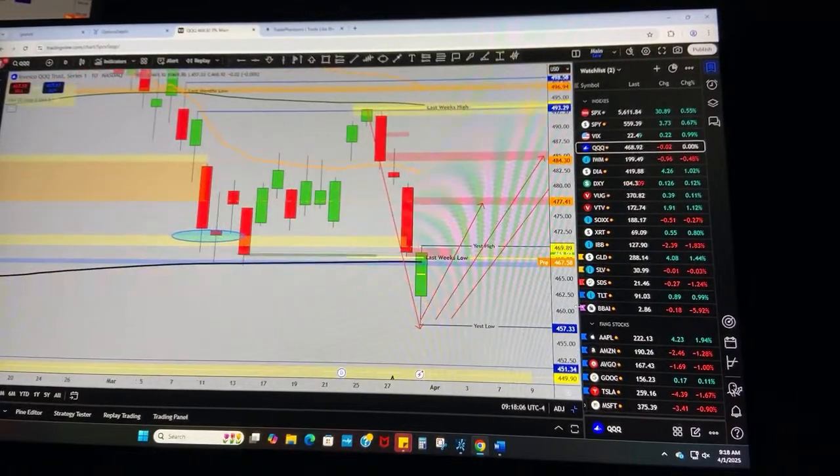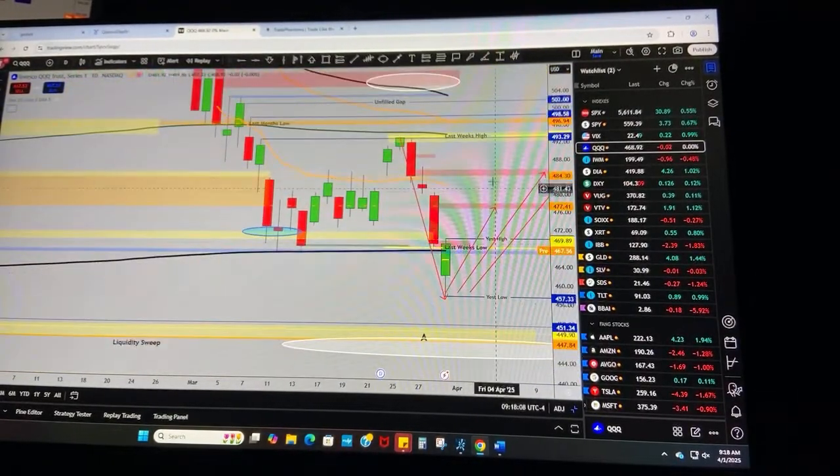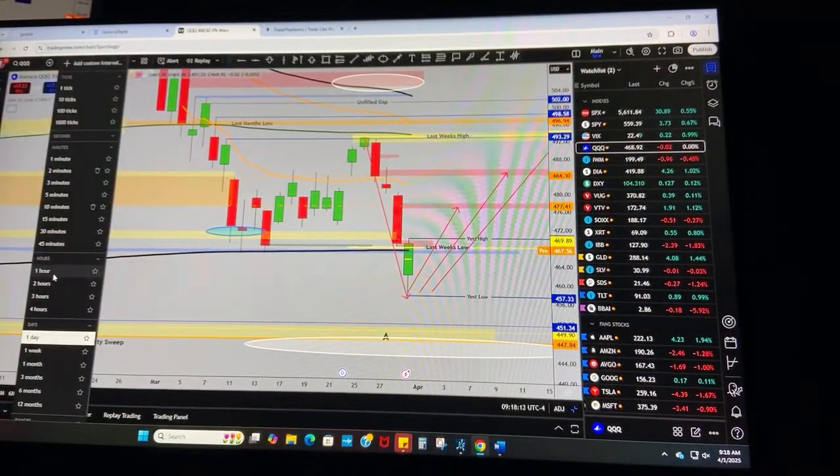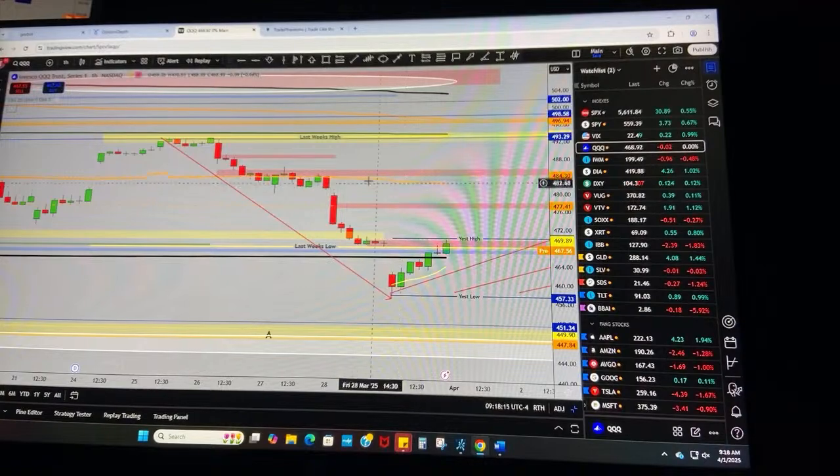This is QQQ on a daily time frame. That's just giving the lay of the land here for today. There's an unfilled gap here as well from Friday, 481. You might want to map that out.